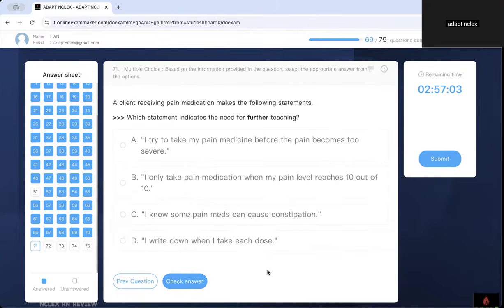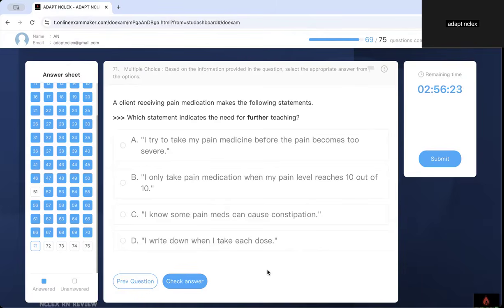A client receiving pain medication makes the following statement, which now we change. These are a few fundamentals questions for you to pay attention to. Which statement indicates the need for further teaching? I will try to take my medication before the pain becomes too severe. I only take pain medication when my pain level reaches 10 out of 10. I know some pain meds can cause constipation. I write down when I take each dose. Which one needs further teaching?